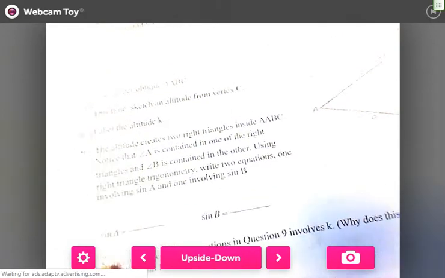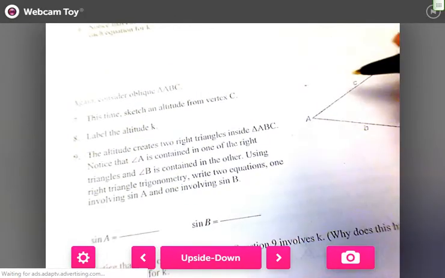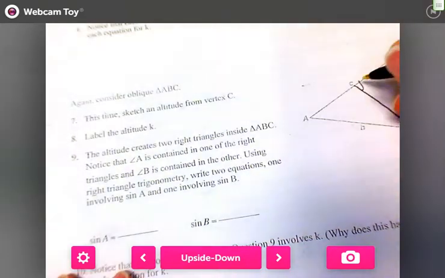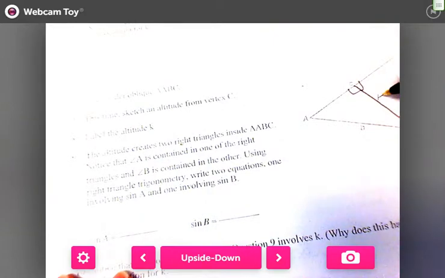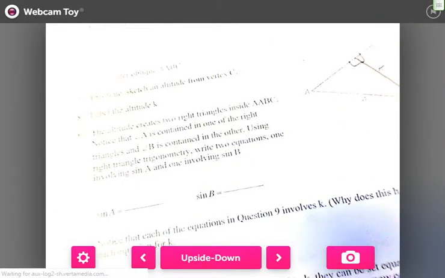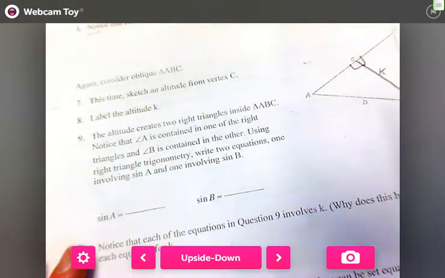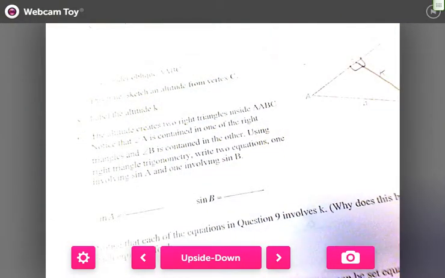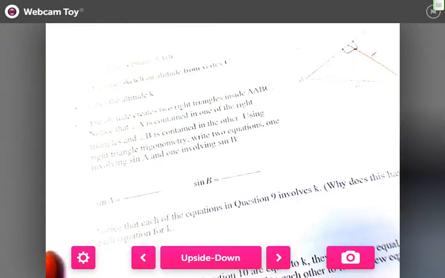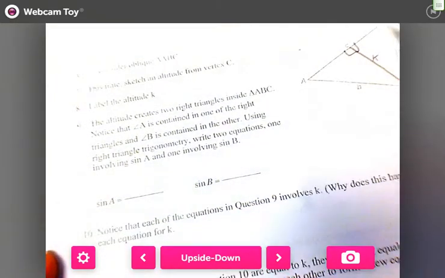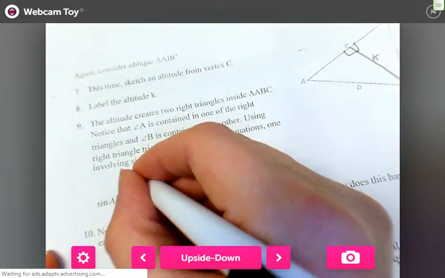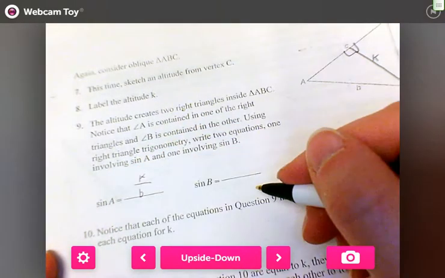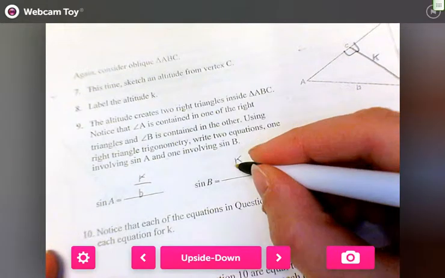Okay, this time we're going to sketch an altitude from C. We're going to label it K again. Now we've created two right triangles where A is contained in one side and B is contained in the other, and we're going to write this all out again. So sine of A is K over b, and sine of B is K over a.